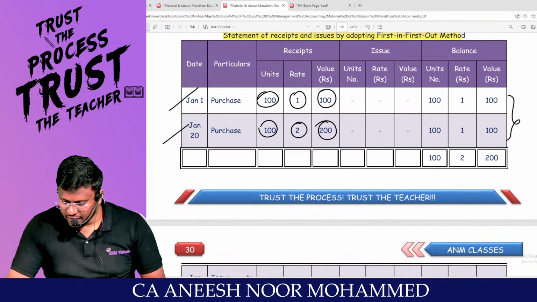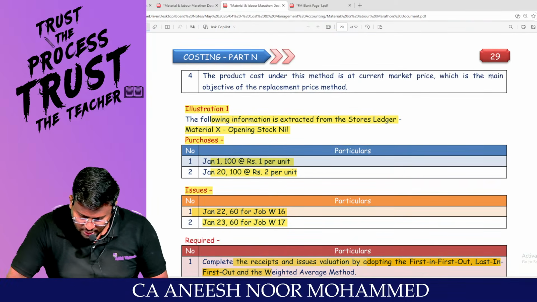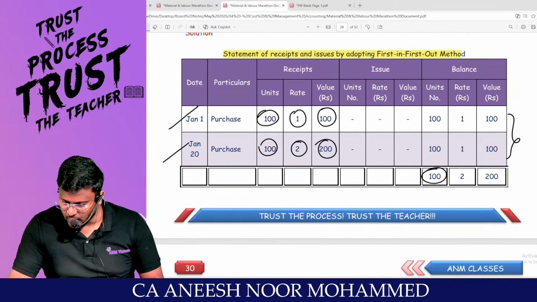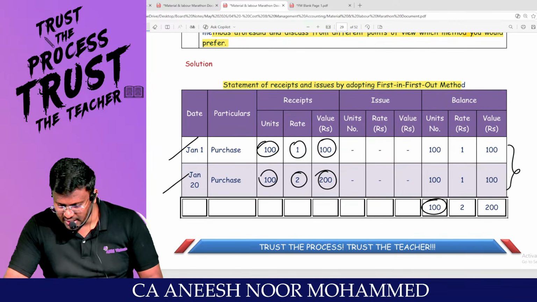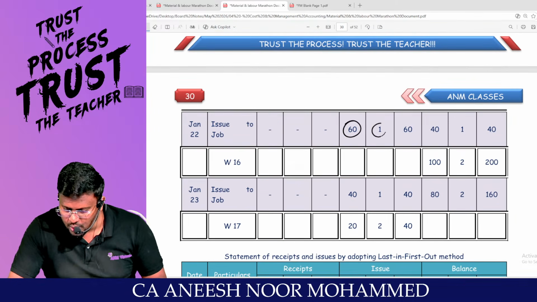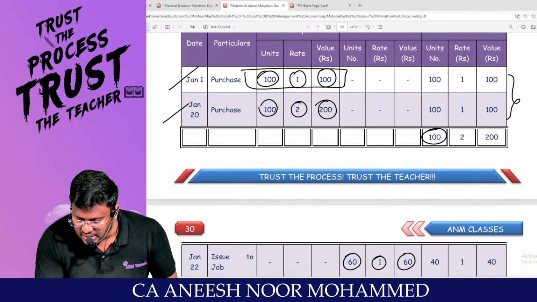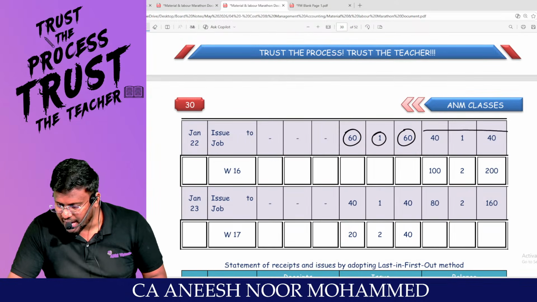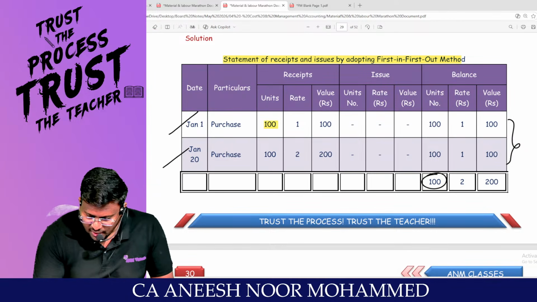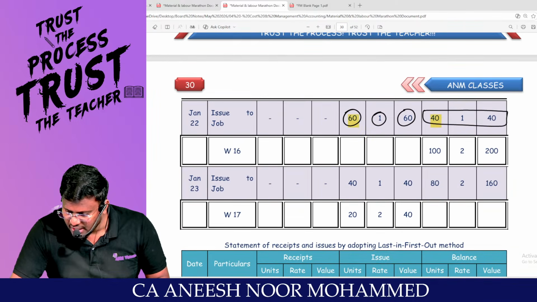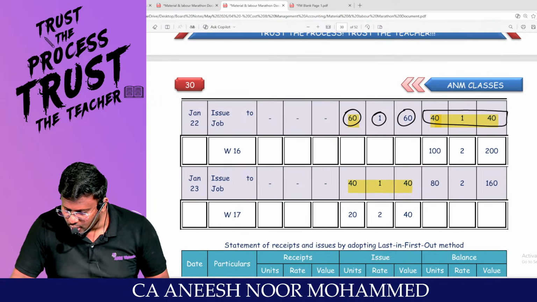If it is FIFO method, how many units do you need to issue? Issue is 60, and 60 units you are supposed to issue. 60 units will go out. 60 into 1, FIFO first in, first out. So first this came, so 60 into 1, and the balance is 40 into 1. Total 100 units was there, out of this 60 units would have gone out, balance 40 will be there. Then in the next issue, this balance 40 into 1 will go out.